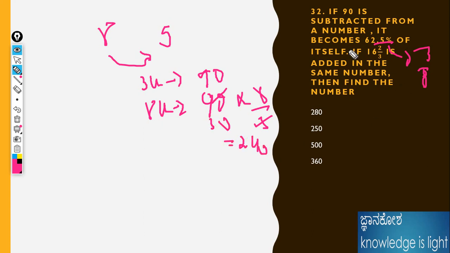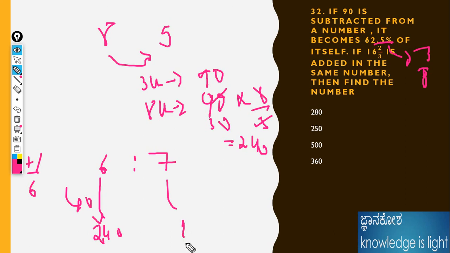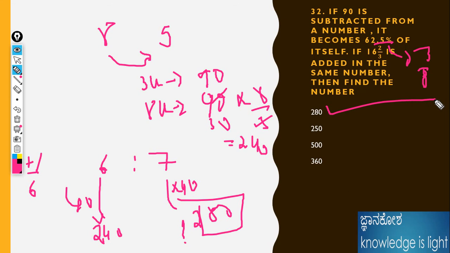What is the next problem? If 16 2/3% is added, 16 2/3% is 1 by 3, so adding converts it as 6 is to 7. Then 16 is added to the same number, find the number. The same number is 240 for 6 units, which is 24 for 6. Then 7 units is 28, so it is 280. The answer is 280 for this question.